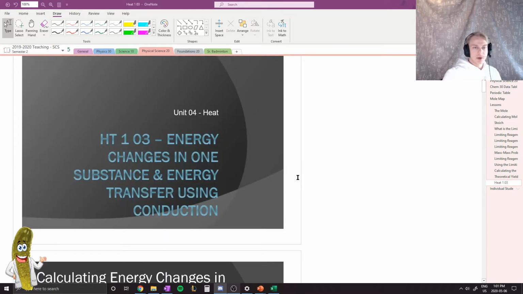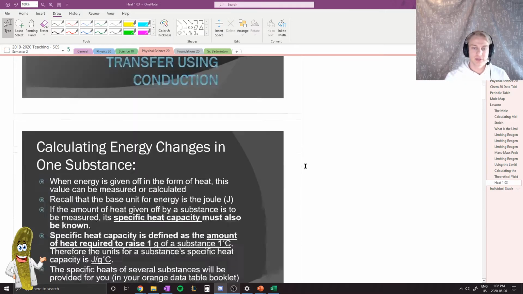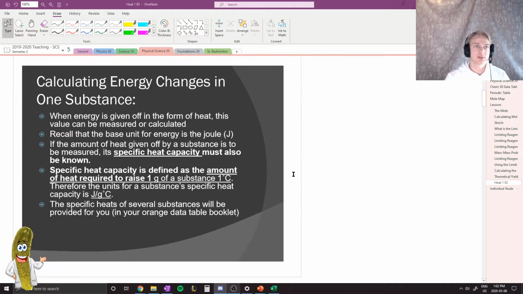So we're going to look at energy changes in one substance and energy transfer using conduction. And there's one formula that we're going to use, and we're going to get to go into our data table and reference booklet as well. So calculating energy changes in one substance is our first slide here. When energy is given off in the form of heat, that value can be measured and calculated. And we said yesterday that that measure of energy will be in joules. And so we said that we'd use a capital J for that.